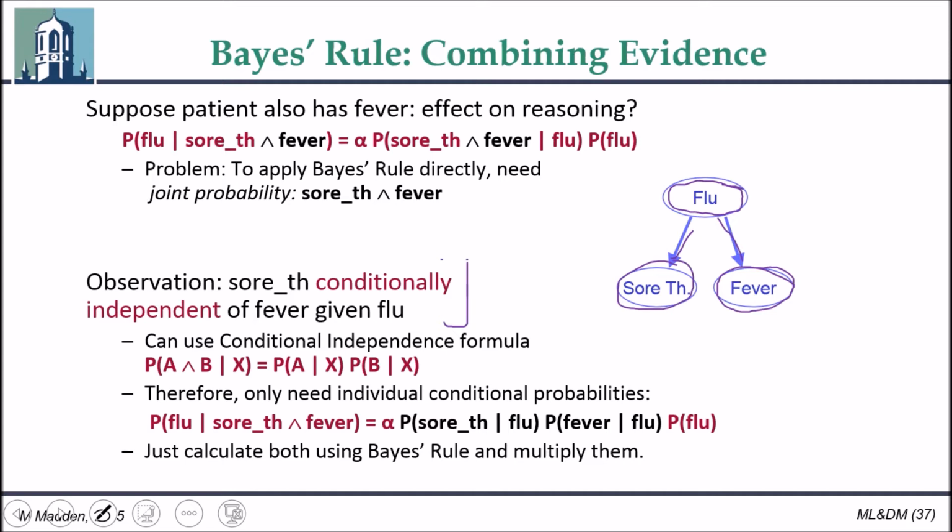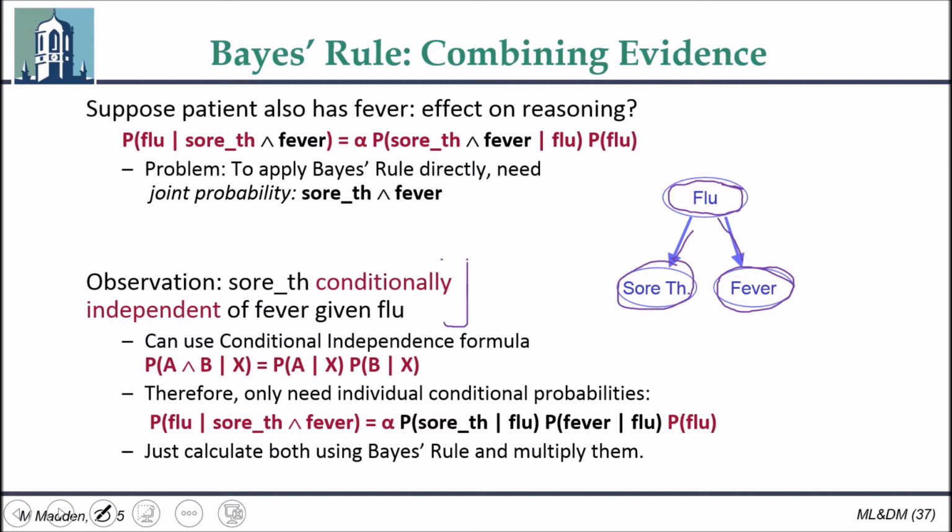So they are symptoms of the flu, they're not utterly independent of each other, but they are conditionally independent. If you know somebody has the flu or if you know they don't have the flu, that gives you information about them having a sore throat, and it gives you information about them having a fever, and you don't need to reason about the combined effects of sore throat and fever together.